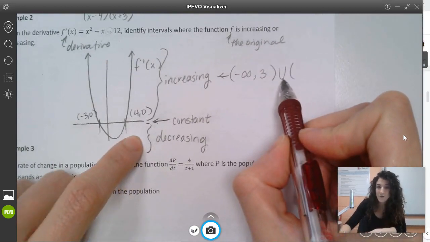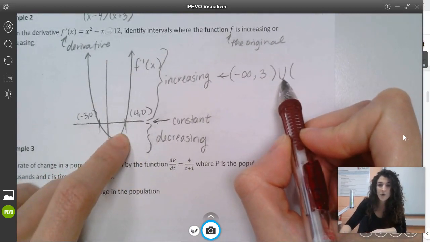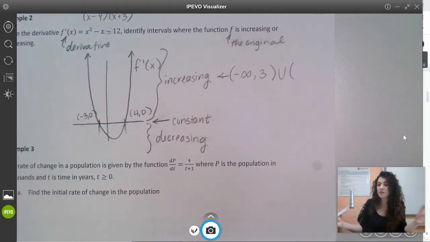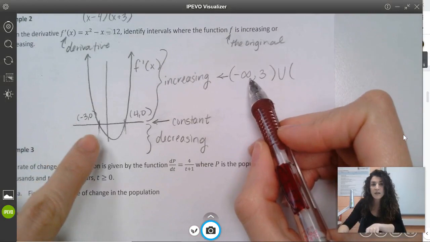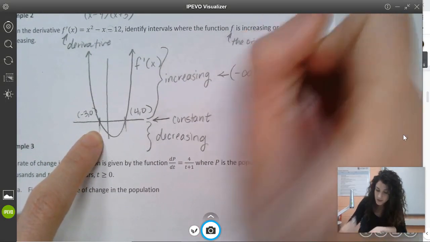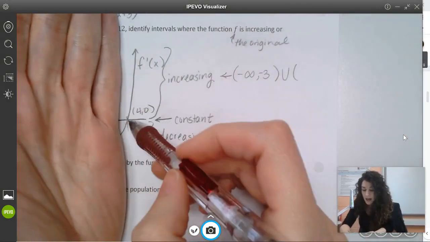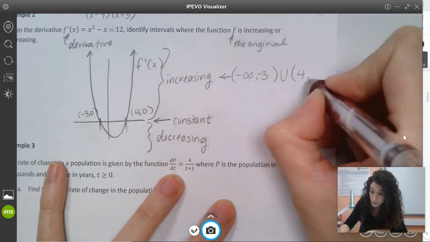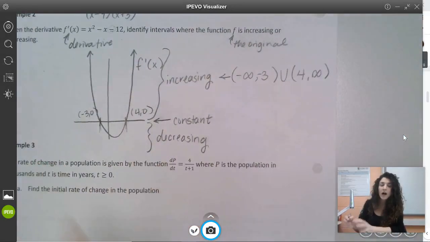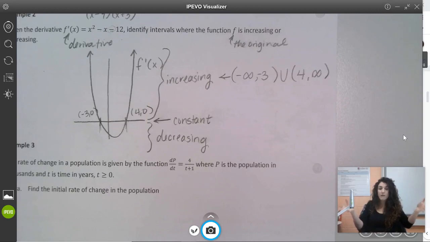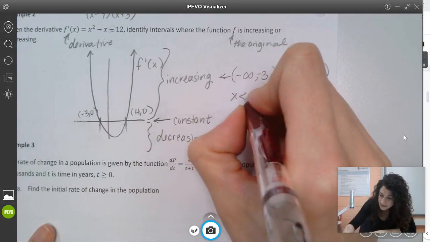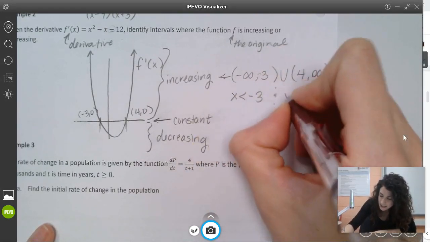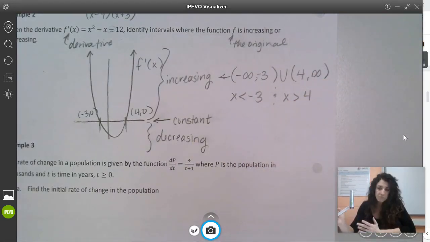We learned this all the way last year when we were talking about functions. And then the union, right? Now that we've talked about probability and statistics, we know a little bit more about what that means. But the union just means, yes, all of this together. So between negative infinity and negative 3, and then from positive 4 to positive infinity is our other interval where the derivative function is above the x-axis. You could write it like that, or you could say x is less than negative 3 and x is greater than 4.